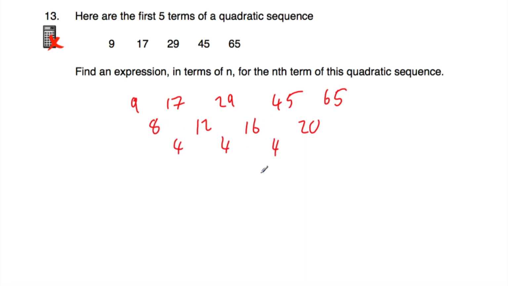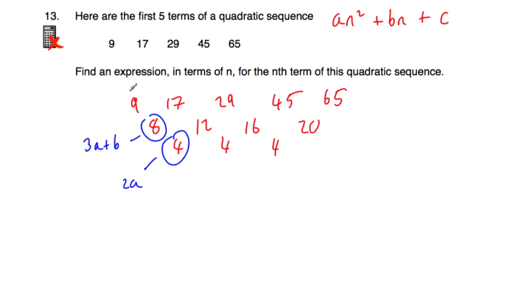So the number we're adding is increasing by 4 each time. And remember, the nth term of a quadratic sequence is something in the form of an squared plus bn plus c, and we just need to find the values of a, b, and c. Okay, so remember, our second difference is equal to 2a. Our first difference is equal to 3a plus b, and our first term of the sequence is equal to a plus b plus c. And we'll use that information to find the values of a, b, and c.